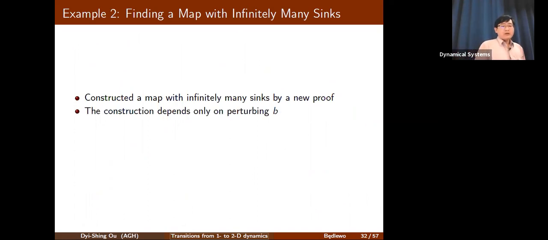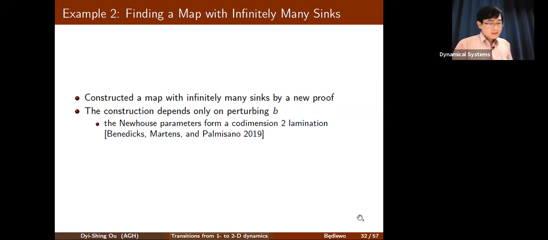And you can see that the construction only depends on perturbing the parameter B, and if you add more parameters to our system, the whole argument depends only on B. So this gives another explanation of why Newhouse parameters form what is called two-dimensionalization, which was first proved by Benedicks, Martens and Palmisano.